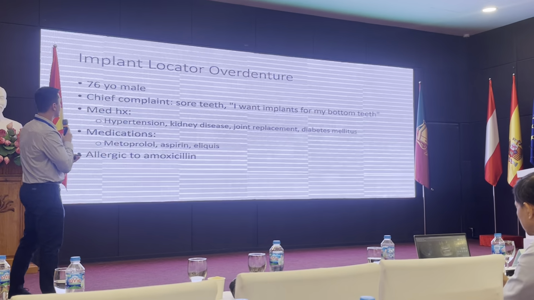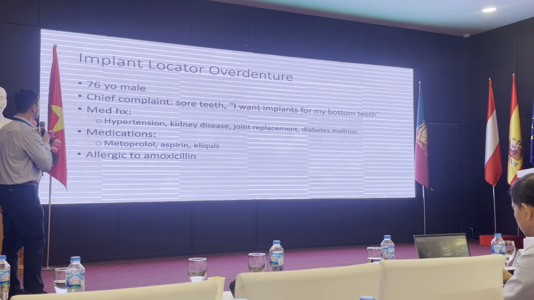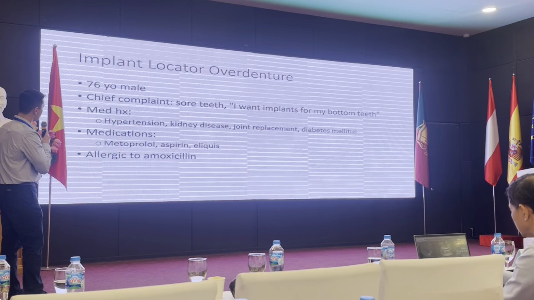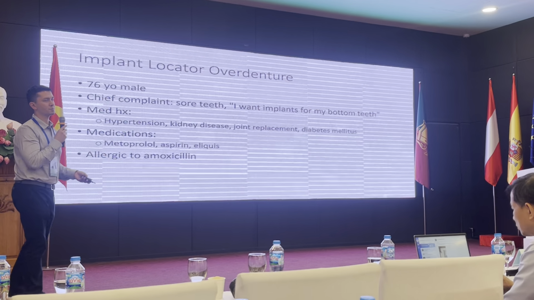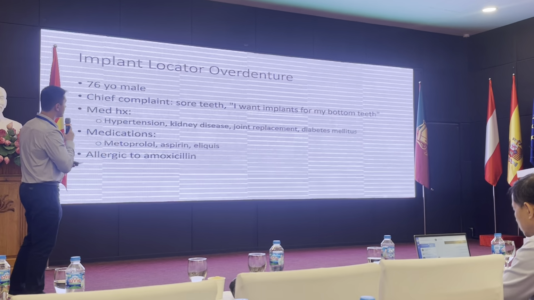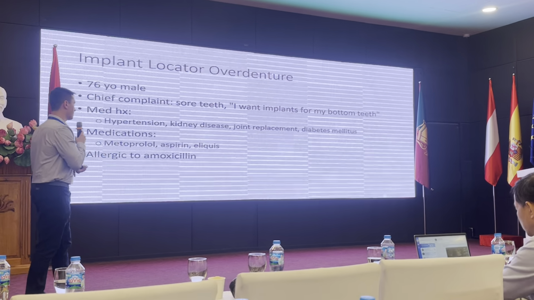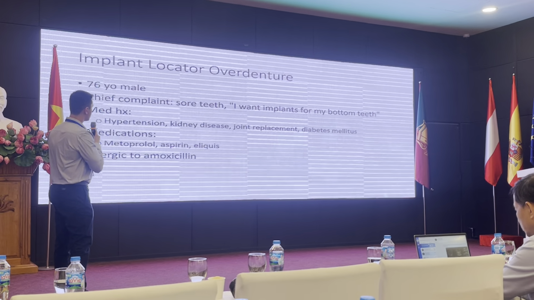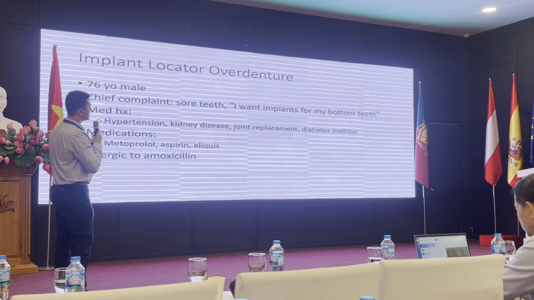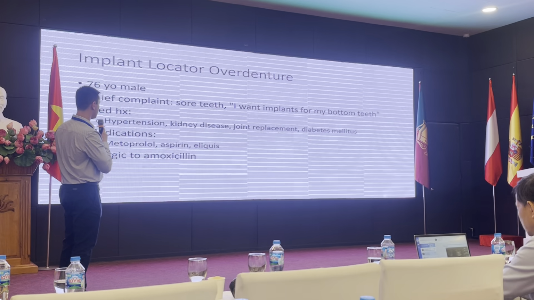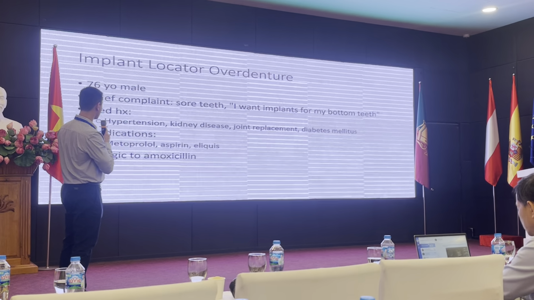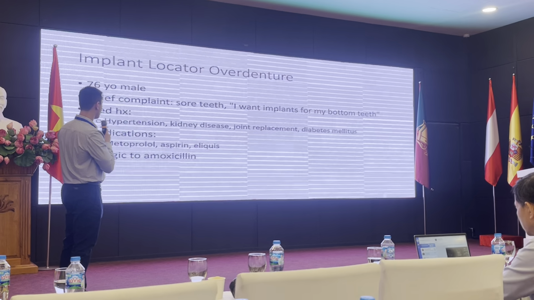This is another case where a patient is 76 years old and his chief complaint is he just wants implants for his bottom teeth. He has implants on the upper, but now he wants implants for the bottom. And his medical history is a history of hypertension, kidney disease, joint replacement, and diabetes mellitus. He's taking some medications, metoprolol, Eliquis, aspirin, allergic to amoxicillin.